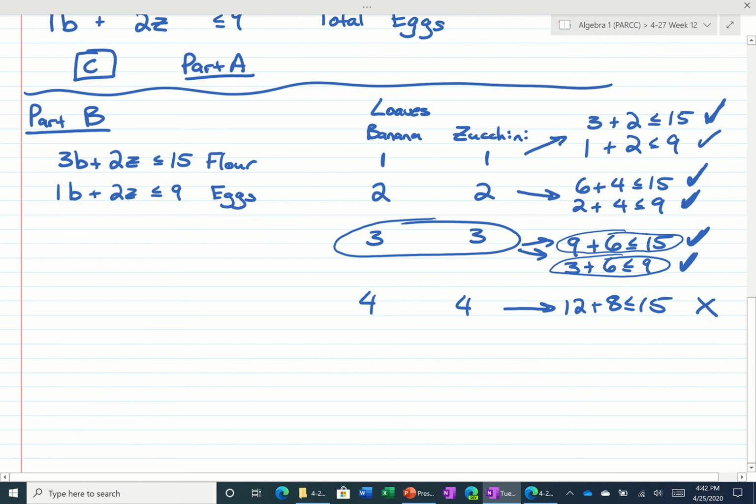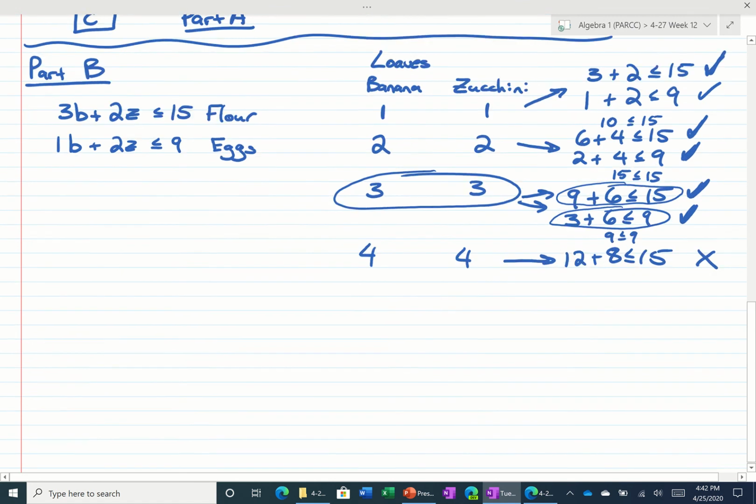3 is the one that comes in, and we don't have any extra. All right, so like 10 is less than 15, there's 5 extra. But if we do 15 is less than or equal to 15, there's no extra. 9 is less than or equal to 9, there's no extra. So that's why 3 and 3 is the right answer.